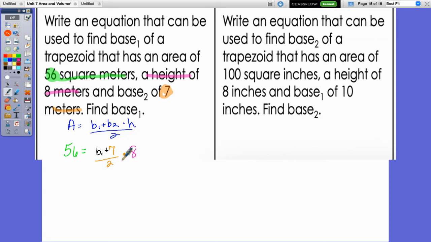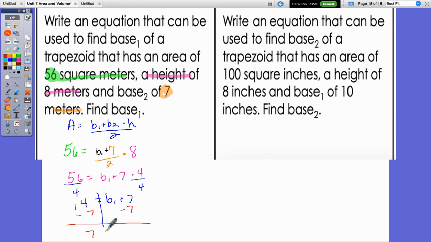So first thing I'm going to do is 8 divided by 2, right? What is 8 divided by 2? We get 4. So I have base 1 plus 7 times 4. How do I undo multiplication? We need to divide both sides by 4. This gives me base 1 plus 7 equals 14. Once again, this is an equation you know. I'm adding 7. So how do I undo addition? I need to subtract. And I get 7 equals base 1. So my base 1 is 7 meters. Make sure you're labeling that.